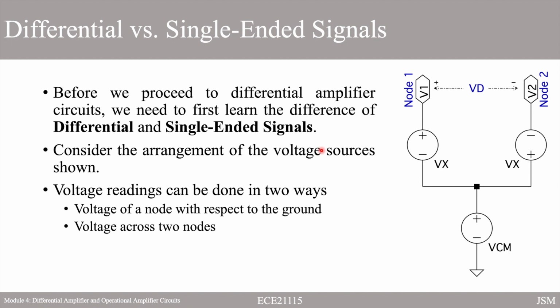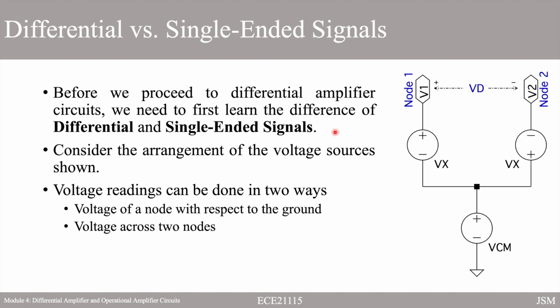You can observe that there are two ways in doing voltage readings, di ba? First is reading the voltage of a node, let's say in the node 1, with respect to ground. Meron tayong voltage na ma-measure dyan. The same po sa node 2. We can measure the voltage at node 2 with respect to ground. So yun po yung reading the voltage of a node with respect to ground.